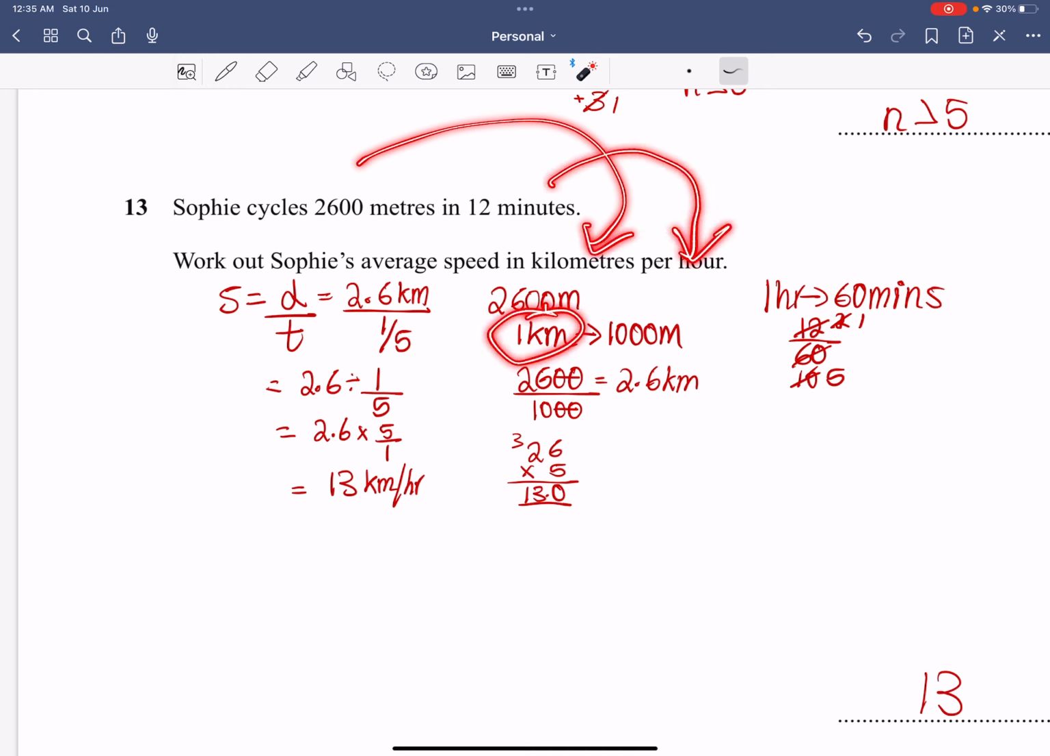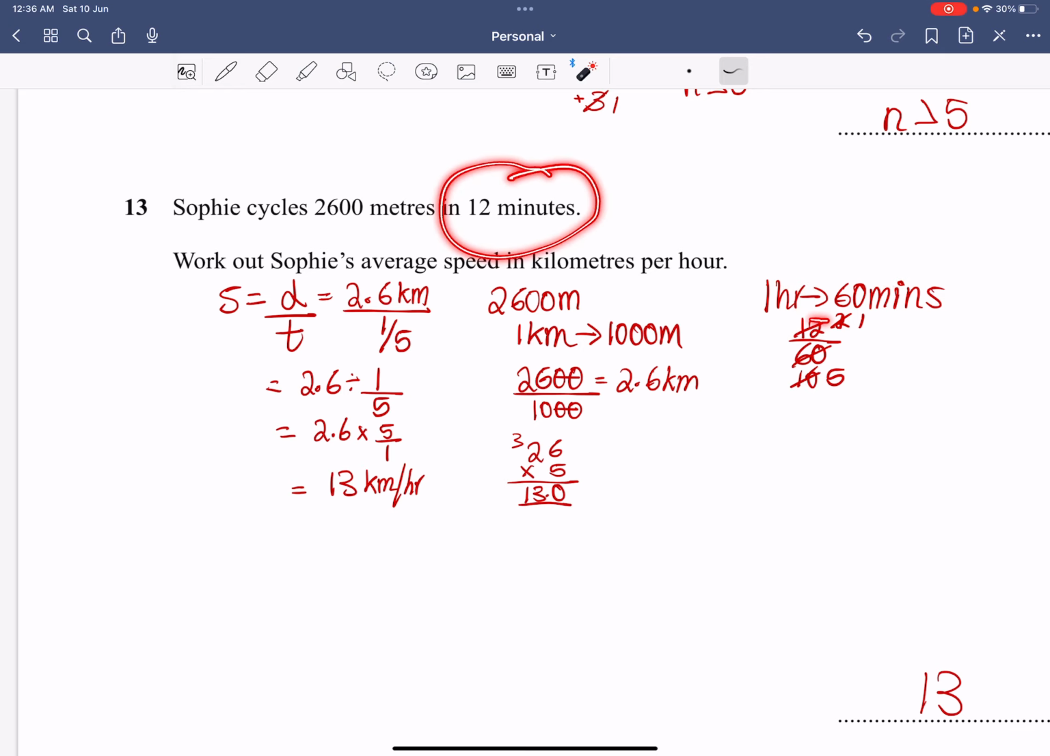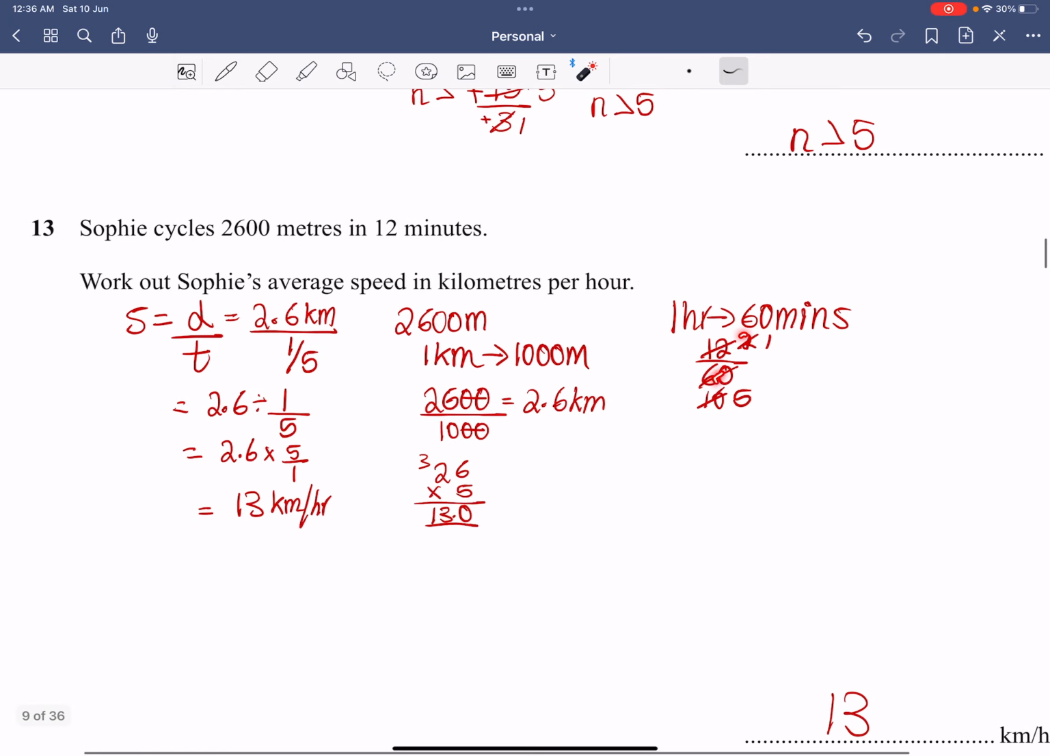So 1 kilometer has 1000 meters. So what I'll do is 2600 meters divided by 1000 and we'll get 2.6 kilometers. 2.6 kilometers divided by time. So 1 hour has 60 minutes. So 12 minutes, we'll divide it by 60, we'll get 1 upon 5. So 2.6 divided by 1 upon 5, and whenever the division sign is removed, as I've told before, we'll reciprocate to get this, and your answer will be 13 kilometers per hour.